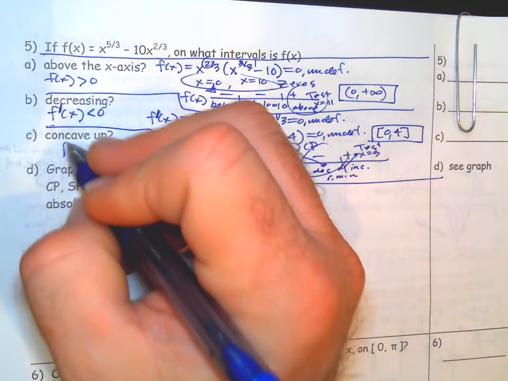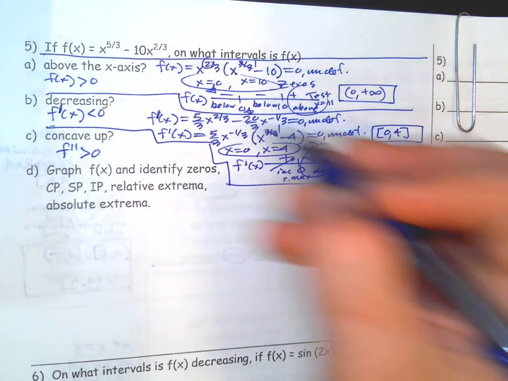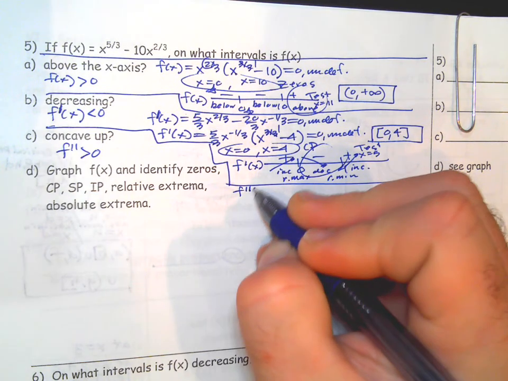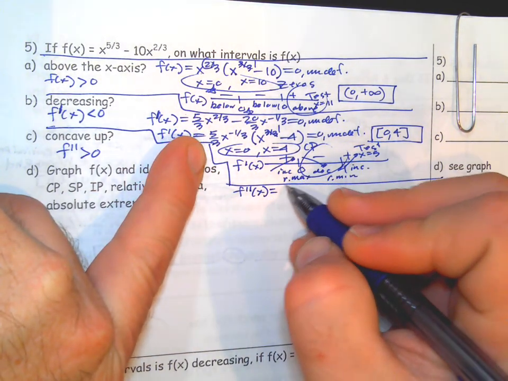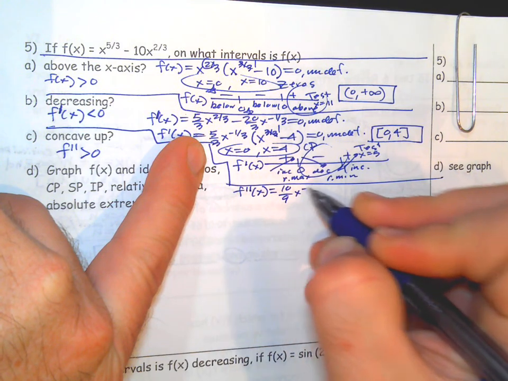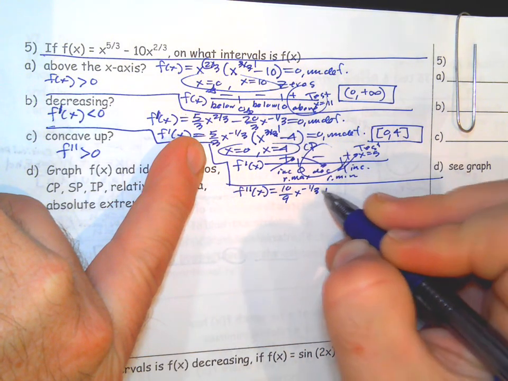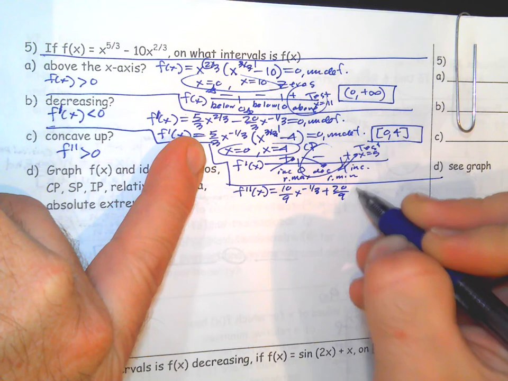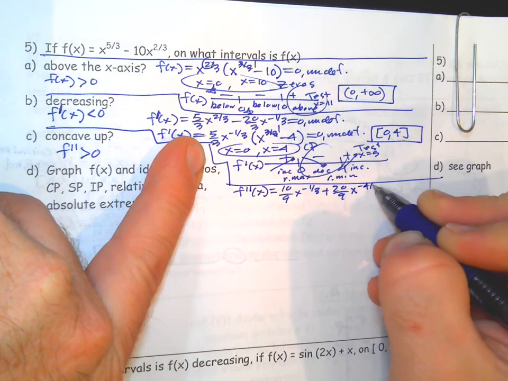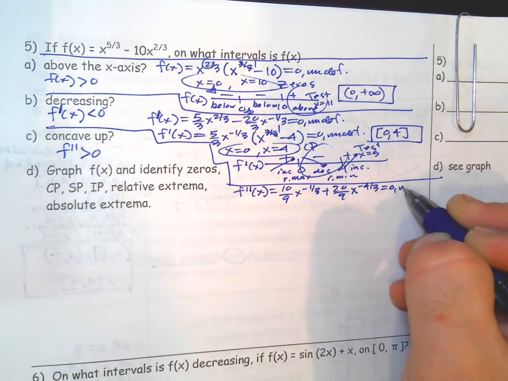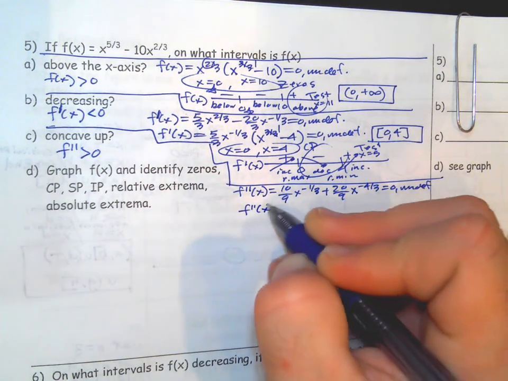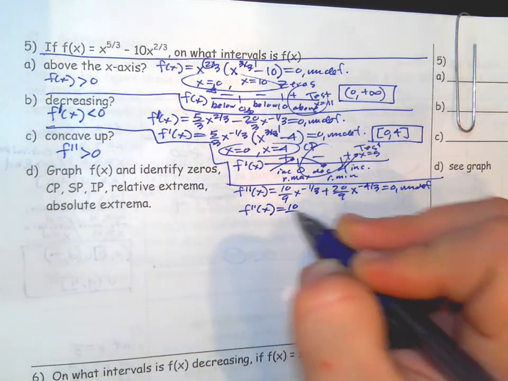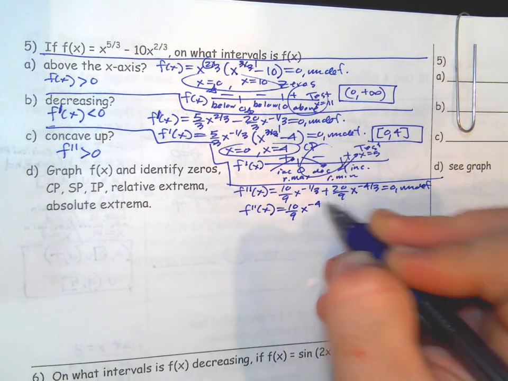Concave up is where the second derivative is positive, so we need to find the second derivative, which is the derivative of the first derivative. So that's going to be 10/9 x to the negative 1/3 plus 20/9 x to the negative 4/3. I'm going to set it equal to 0 or undefined. We're going to factor it. We're going to take a 10/9 out and an x to the negative 4/3, the smallest exponent.